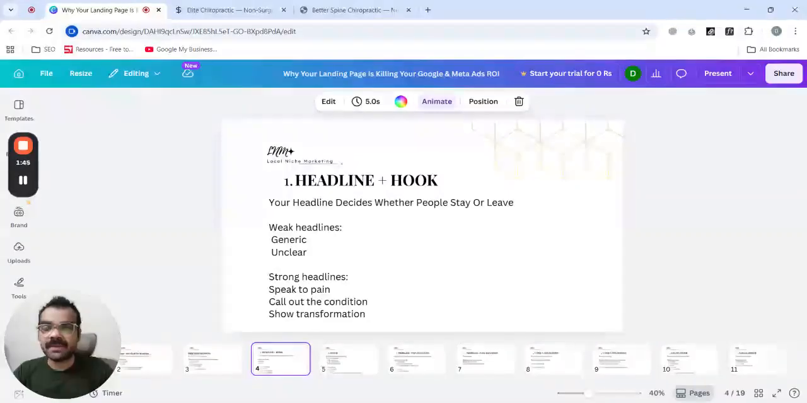And we are also going to reveal a couple of landing pages that are built on these frameworks, and I will show you guys how we have structured those landing pages.